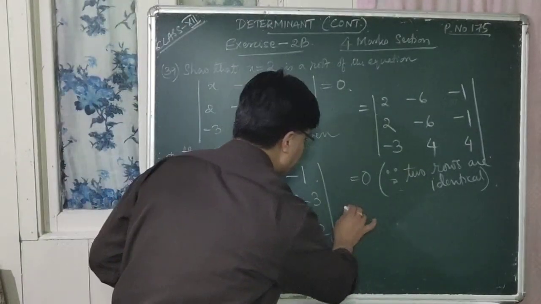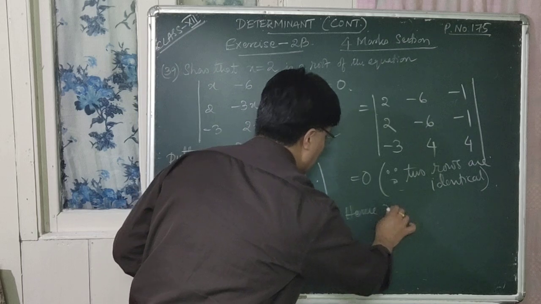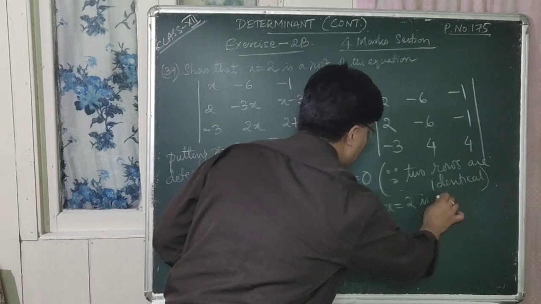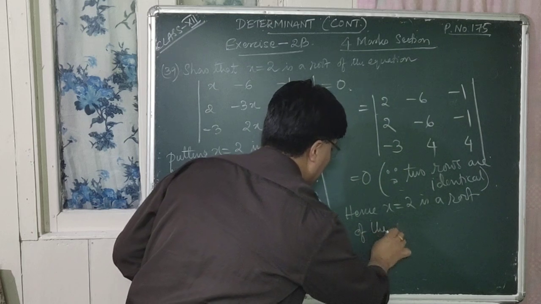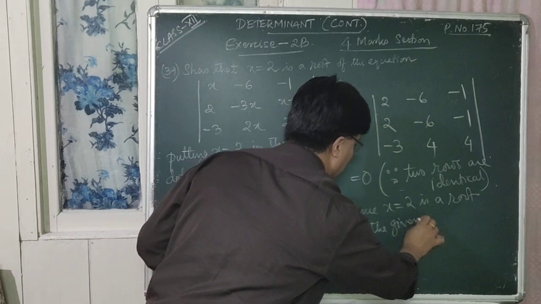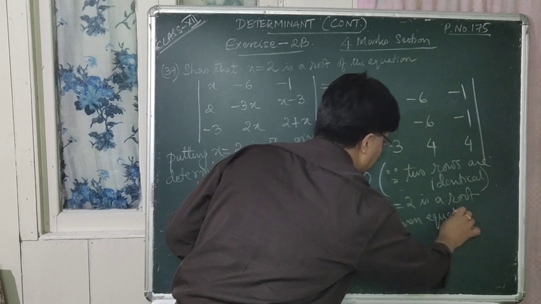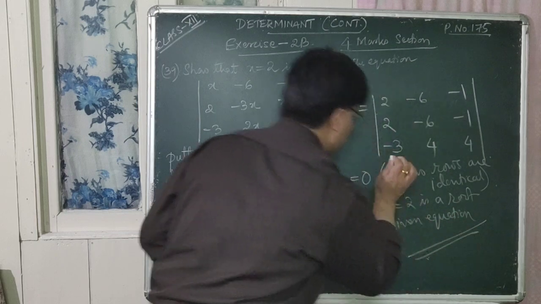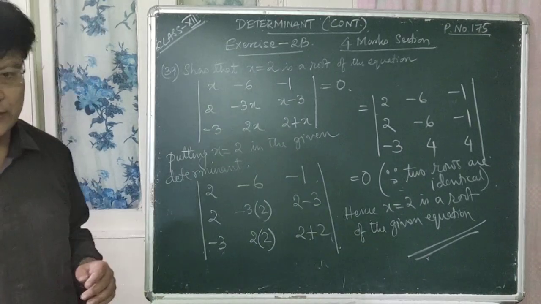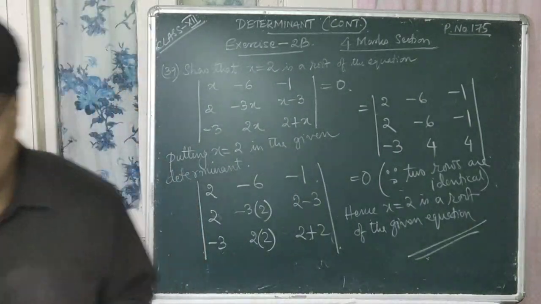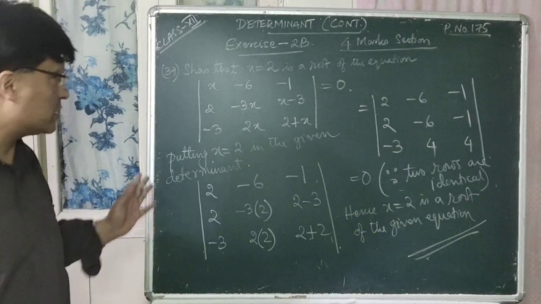So write down the answer. Hence x is equal to 2 is a root of the given equation. Is that clear now? So you can copy it.